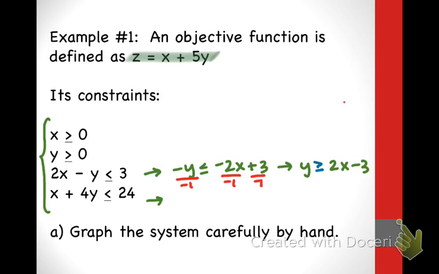Now this one down here, when I subtract my x, I'd get 4y less than or equal to negative x plus 24. This time when I divide through by 4, it's a positive, so I'm going to keep that symbol still a less than or equal to. But I'd have y is less than or equal to negative 1/4 x plus 24. Oops, excuse me, we got to divide the 24 as well. So negative 1/4 x plus 6.